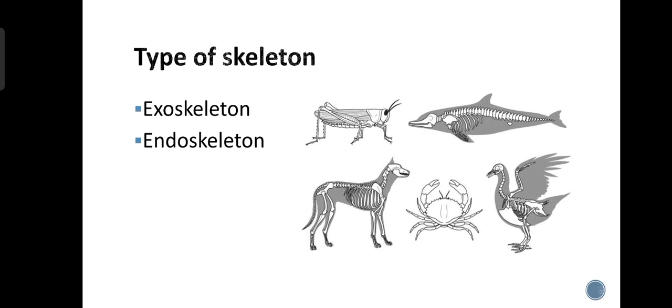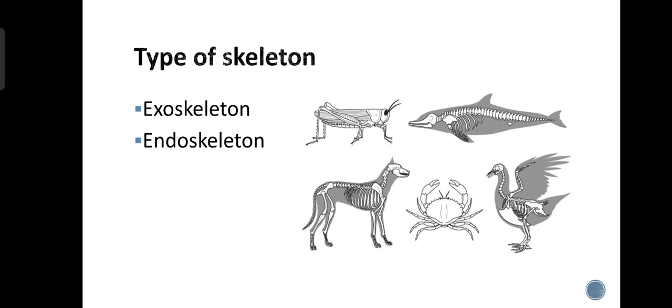Based on skeleton, we have seen in yesterday's lecture how we can group animals. We have studied there are two types of skeleton, endoskeleton and exoskeleton. Endoskeleton is present inside the body, like we have. Our skeleton is present inside the body, and the skeleton provides support to the body. Clear? Humans have endoskeleton. Fish have endoskeleton.